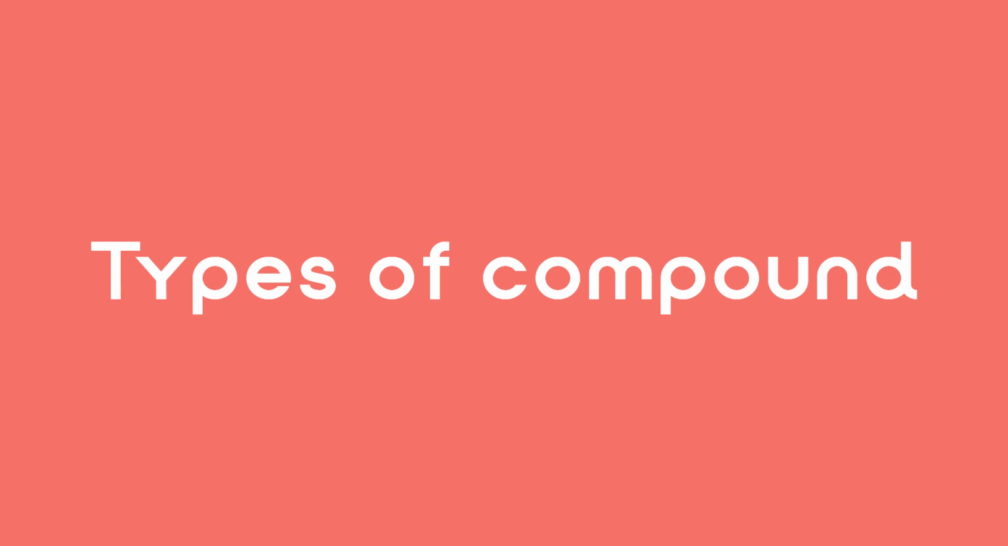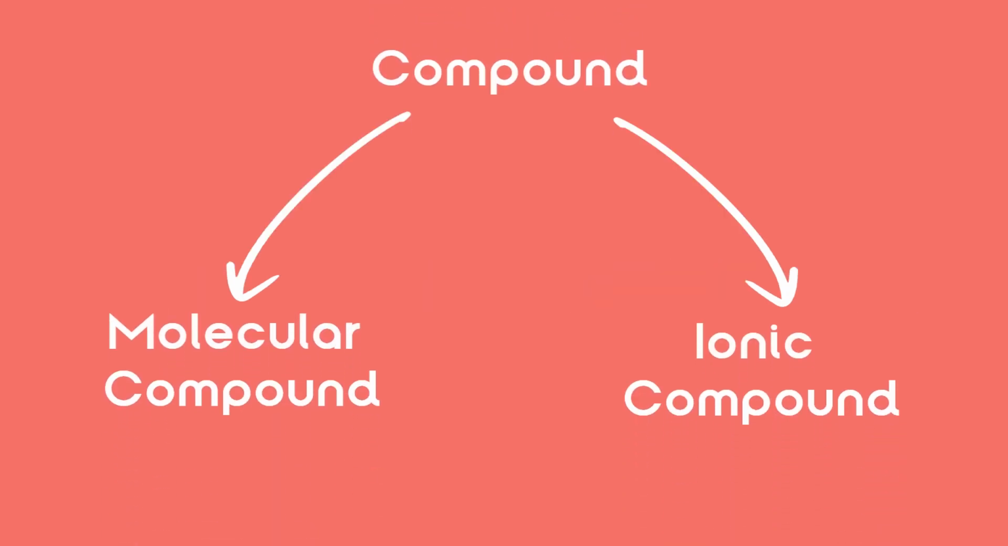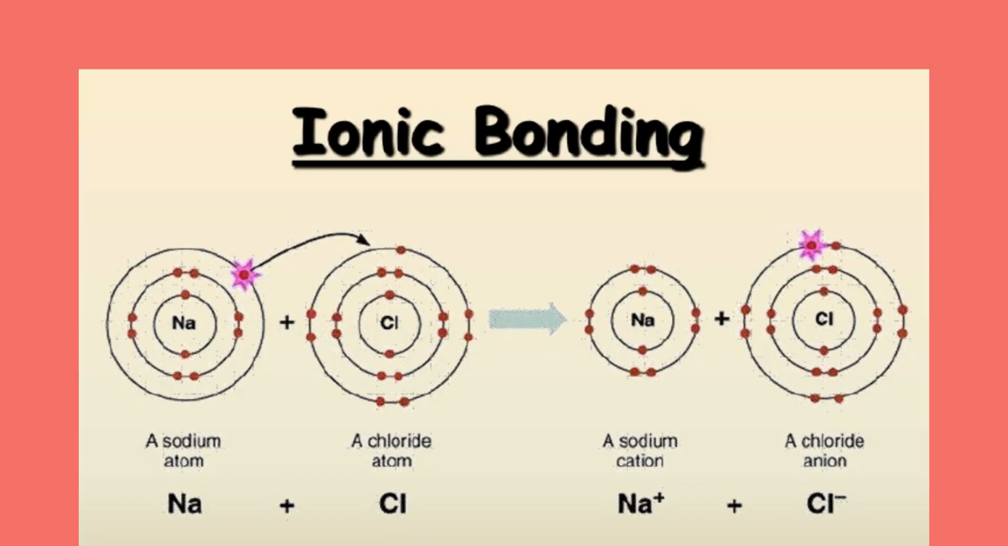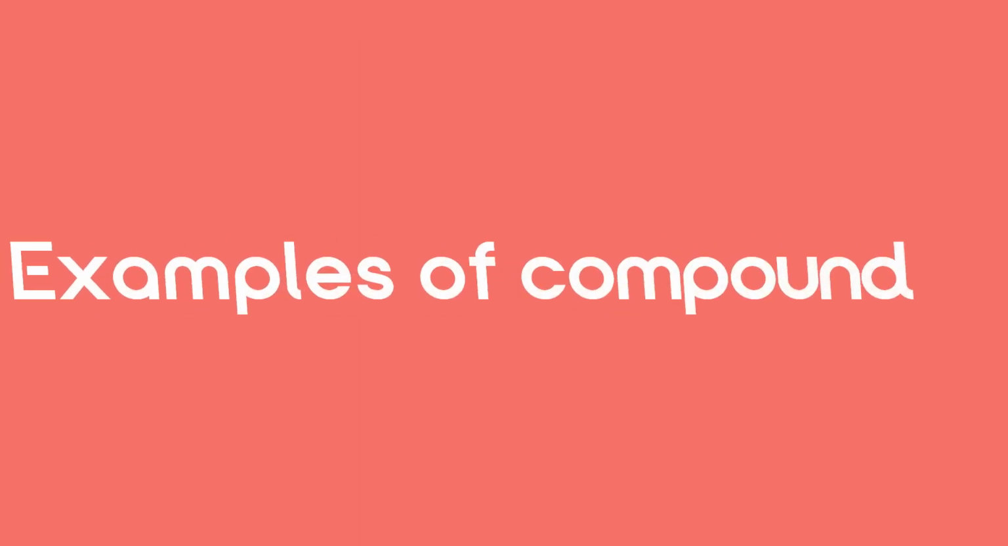Types of compounds. Compounds can be classified into two types: molecular compounds and ionic compounds. In molecular compounds, the atoms bind to each other through covalent bonds. In salts or ionic compounds, it is held together with ionic bonds. These are the two types of bonds out of which every compound is made.